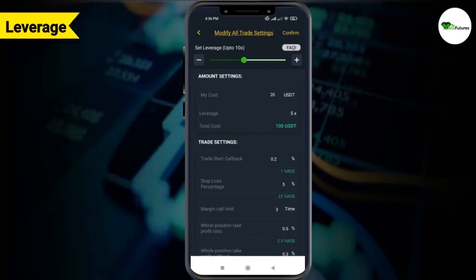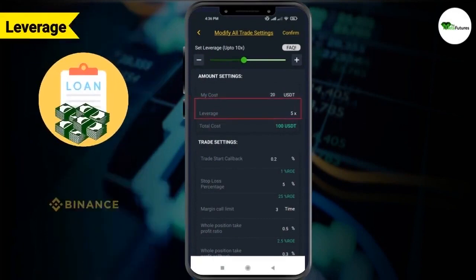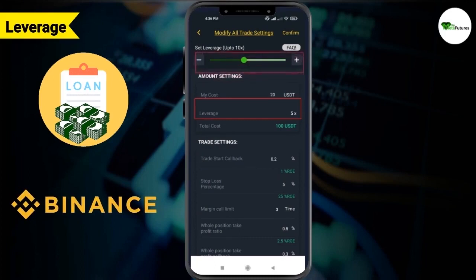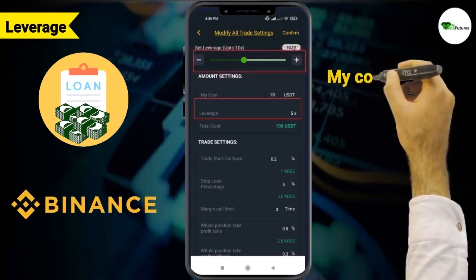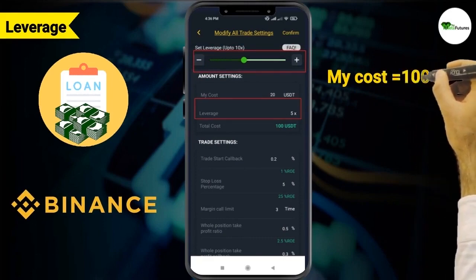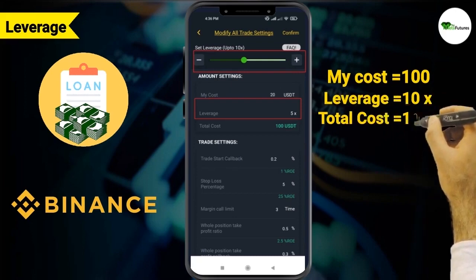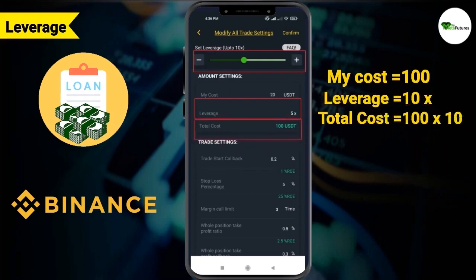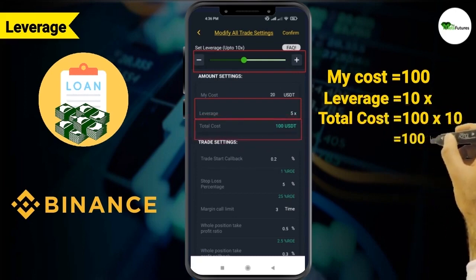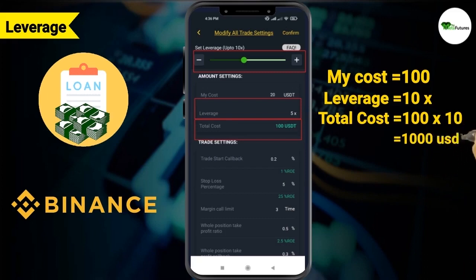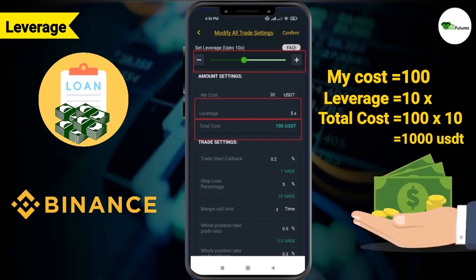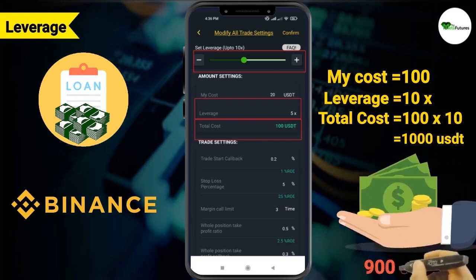Friends, leverage is a loan that we take from Binance Exchange while placing a trade. This is a leverage meter. With the help of it you can set leverage. Suppose you have set 100 USDT in my cost and 10 times in leverage, 100 into 10, 1000 USDT will display in total cost. That means whenever you place a trade, a 1000 USDT trade will be placed. 1000 minus 100, a total of 900 USDT loan Binance Exchange has given us.